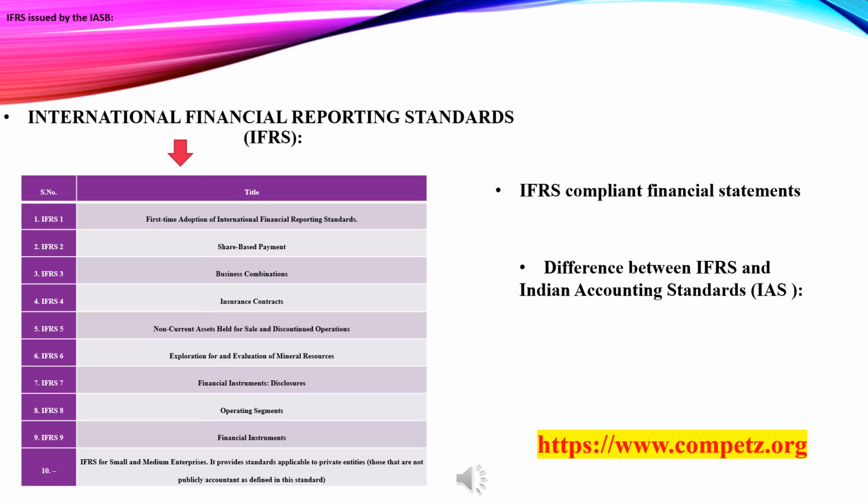Next comes the difference between IFRS and IAS. There is not a major difference. The basic and principal difference is that IFRS is based on principles and fair value, whereas IAS is based on rules and historic value.